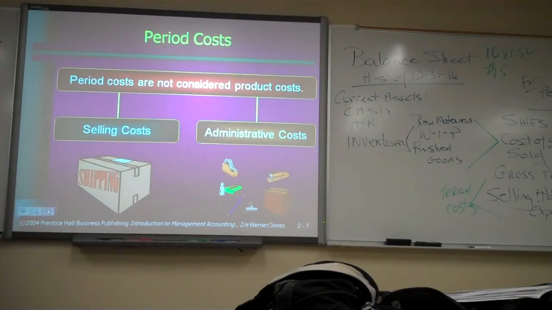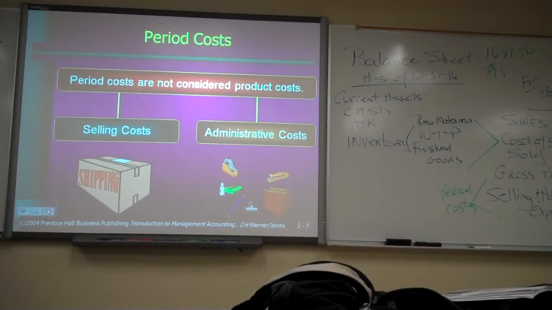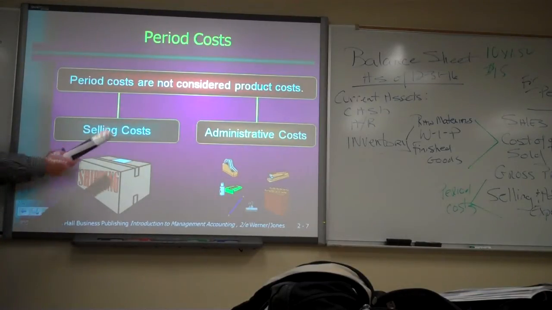So once that asset's ready to be sold, from that point on, it's not going to be stashed in the inventory account. If you can visualize that some way that will help you, putting it in a box or whatever. So once that asset's ready to sell, if we ship it out, that's a selling cost. If we ship it to our customers, that's a selling cost.